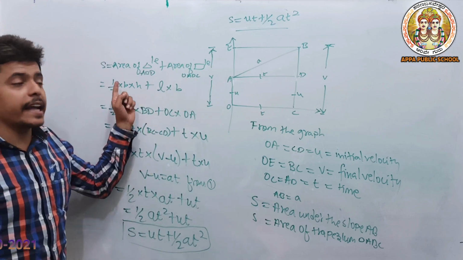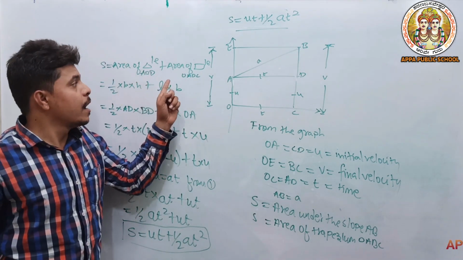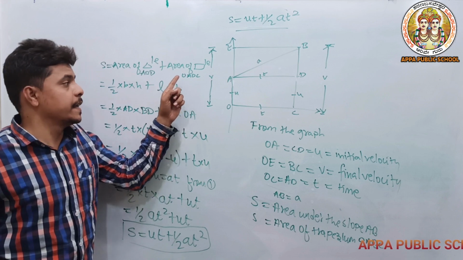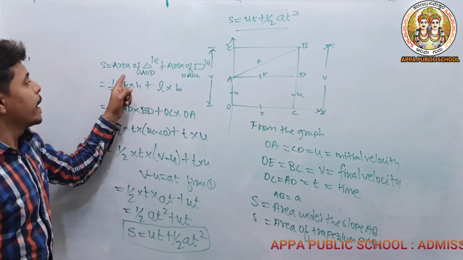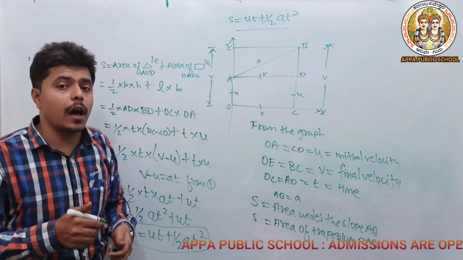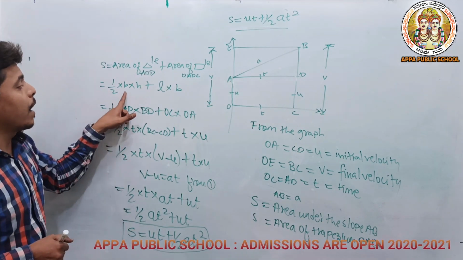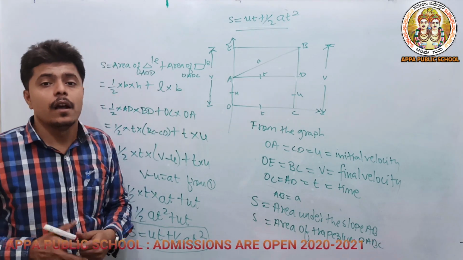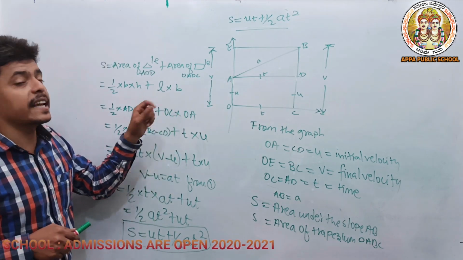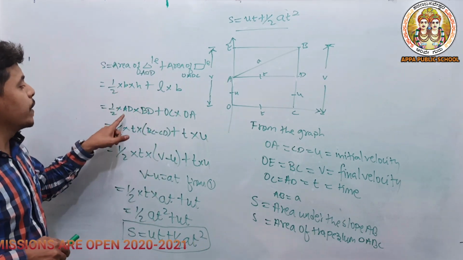So you can see here S is equal to area of triangle ABD plus area of rectangle OADC from the graph. So area of triangle ABD, we know the formula: half into base into height. And area of rectangle, it is length into breadth. So half into base into height.